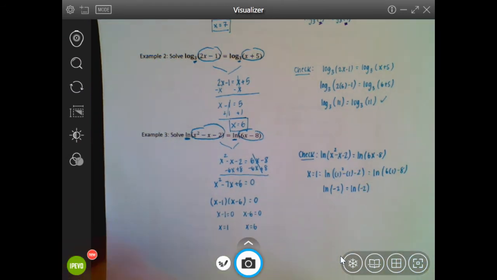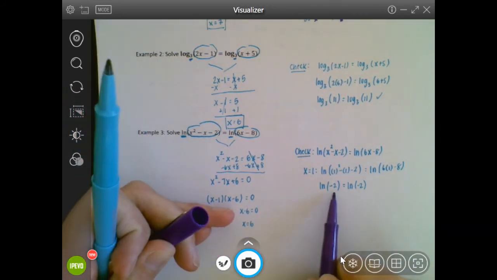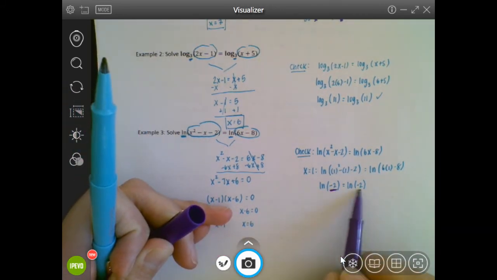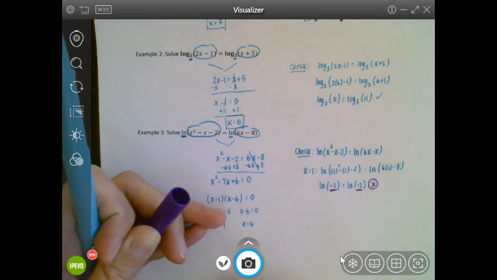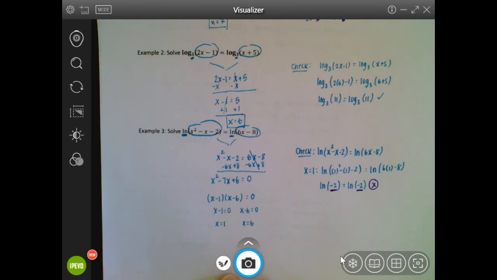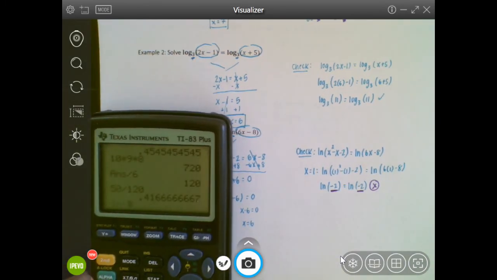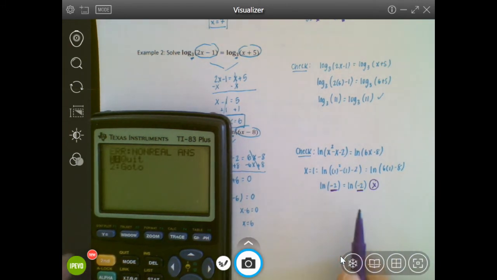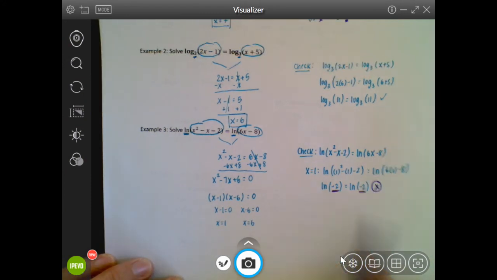So here's an instance where we do get the same thing on both sides of the equal sign, but the problem here is that we have a negative number on the inside. So this actually doesn't work. If you tried to take your calculator and evaluate the natural log of negative 2, you're going to get a non-real answer. So anytime you end up with a negative next to your natural log or your log, that's going to mean that that's not going to be a solution. So x equals 1 is not a solution, but let's check x equals 6.